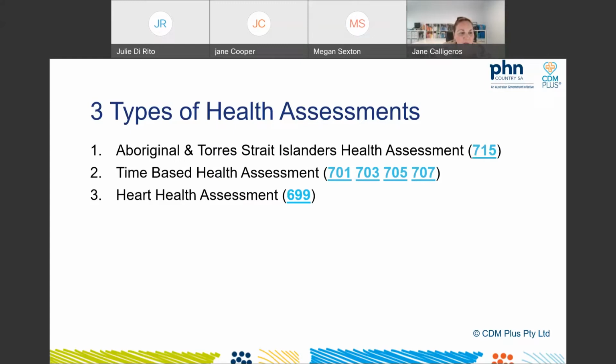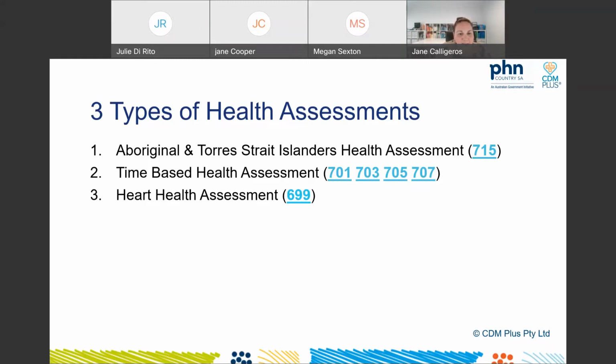And then we've got the heart health check. Now, this originally came out as a temporary MBS item number, and it's still in place. And I think they're looking to review that towards the end of the financial year next year. So it'd be interesting to see if that stays as a permanent number from there. Within the 715 health checks, we've got 3 different age groups as well.